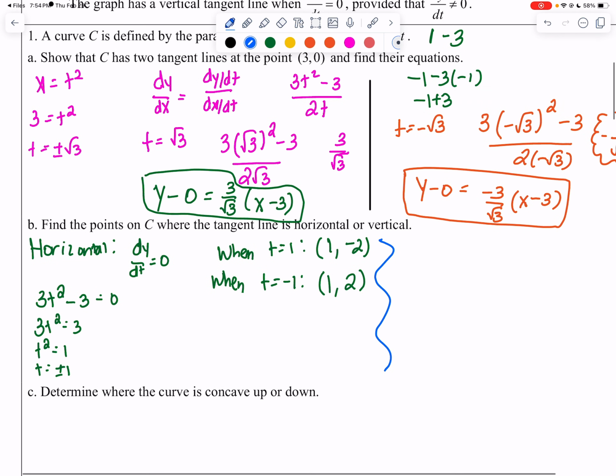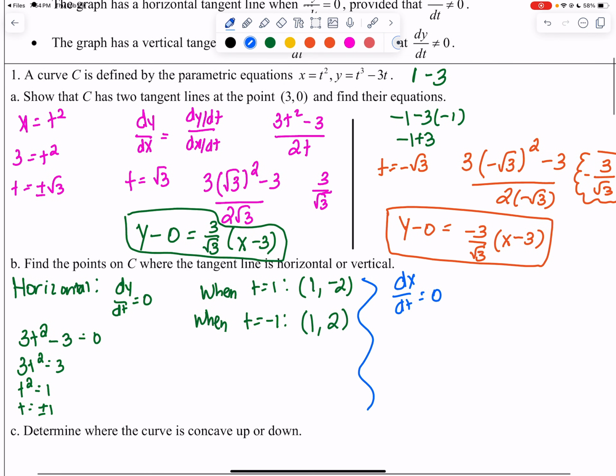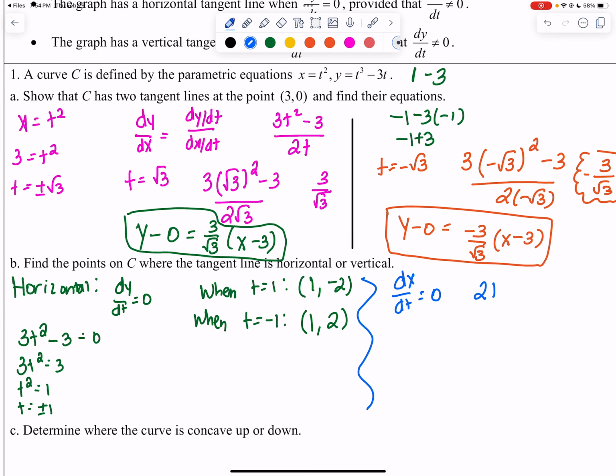Now, my vertical tangent line is whenever I have dx dt being 0. So when dx dt is equal to 0, that is, let's see, 2t is equal to 0, so t is equal to 0. Well, if t is equal to 0, I'm just going to plug that in here, and plug that in here, and that's just going to give me 0, 0.